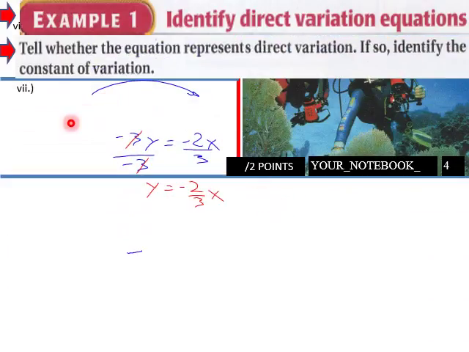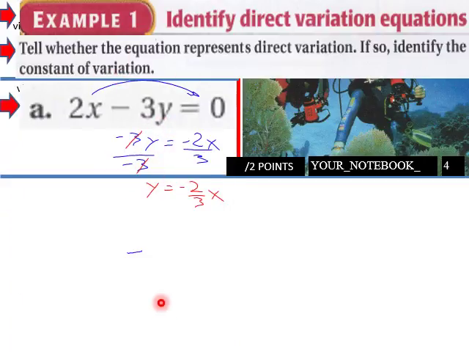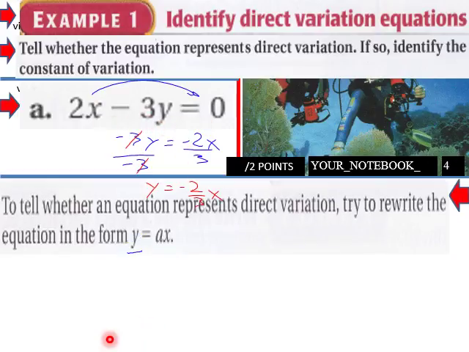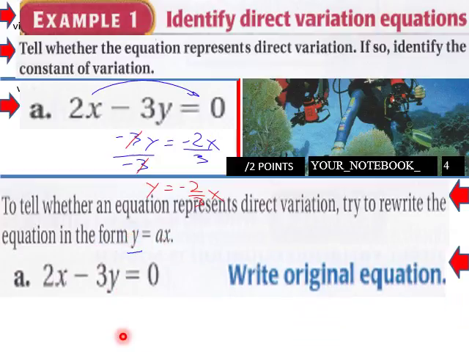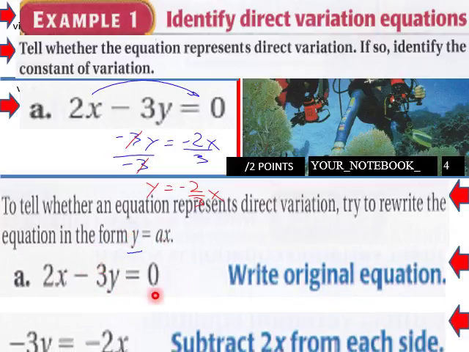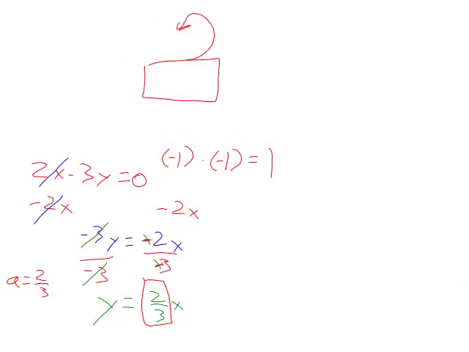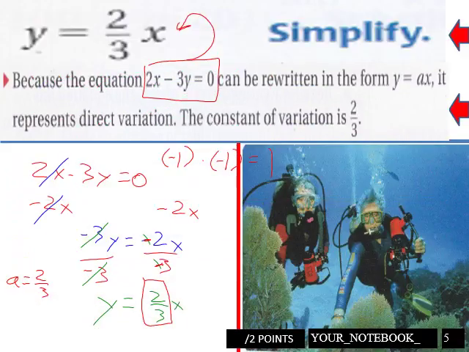Okay, so example 1. Tell whether the equation represents direct variation. If so, identify the constant of variation, okay? 2x minus 3y equals 0. Tell whether the equation represents direct variation. Try to rewrite the equation as y equals ax. So we write the original equation, then we move over our negative 2x over here. Then we have y equals 2/3 x.